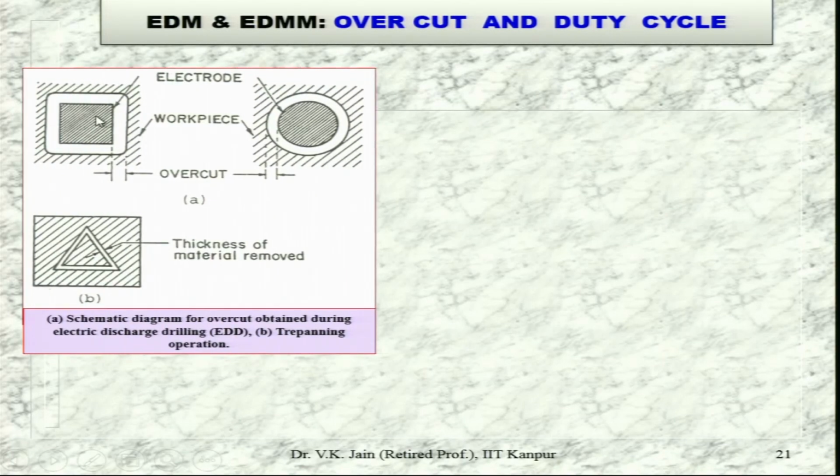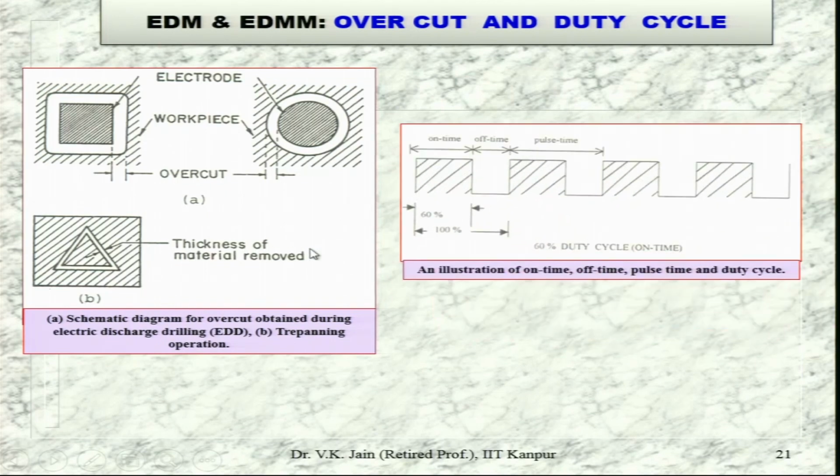Overcut and duty cycle. Here you can see that this is the electrode and this is the machined workpiece. So, whatever is this gap between the two, that is known as overcut, and overcut is obtained in all the cases, however small it may be, but overcut is always there. So, this is the overcut here in all the three cases. Now, you are going to use these terms in theoretical analysis and experiments also.